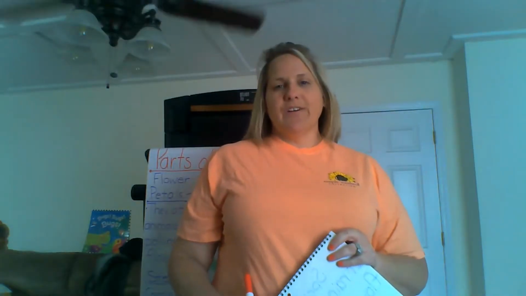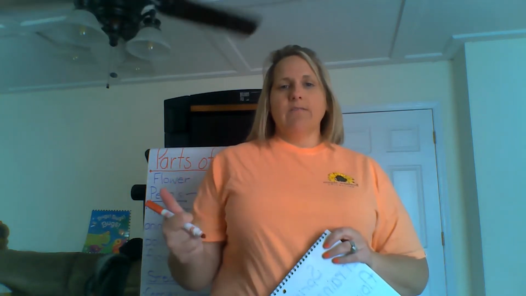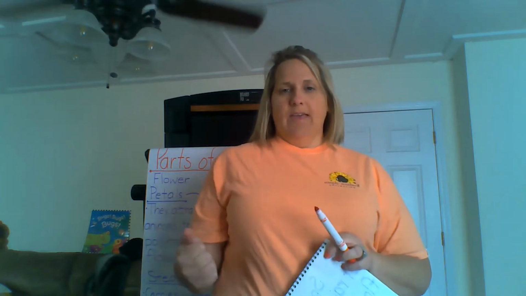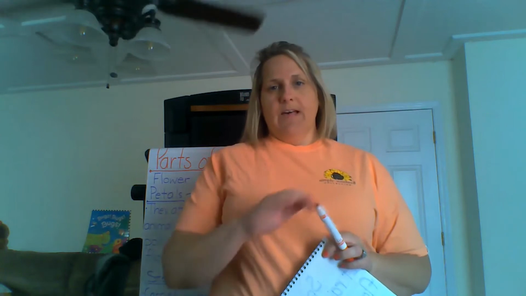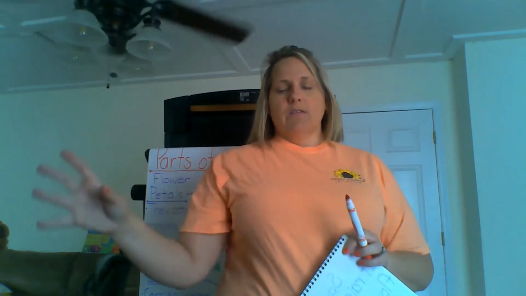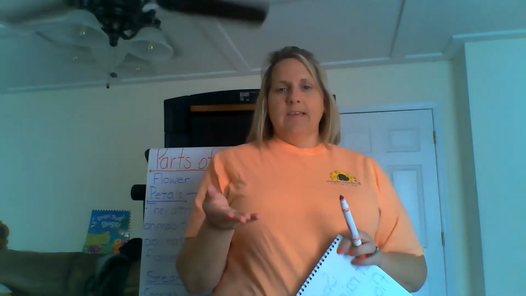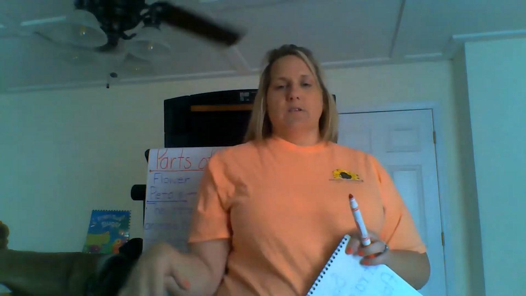Alright, good morning, kindergarten. We are going to review real quick the life cycle of the plant and the parts of the plant, and then we're going to talk about their needs and what they have. So remember, the life cycle starts out with a seed. We plant the seed, it sprouts, we watch the roots grow, then they grow into the stem and the leaf, and then the flower grows, and then the flower produces seeds, and the cycle starts again.